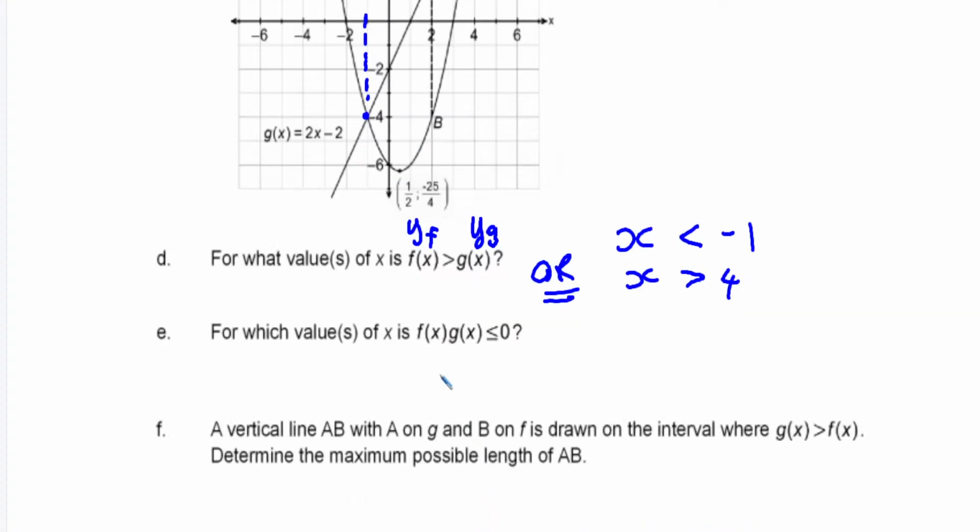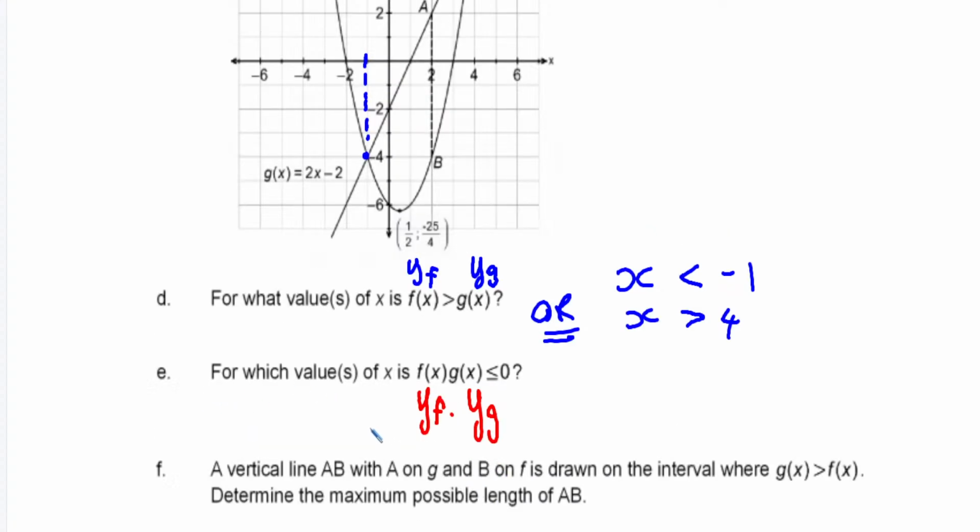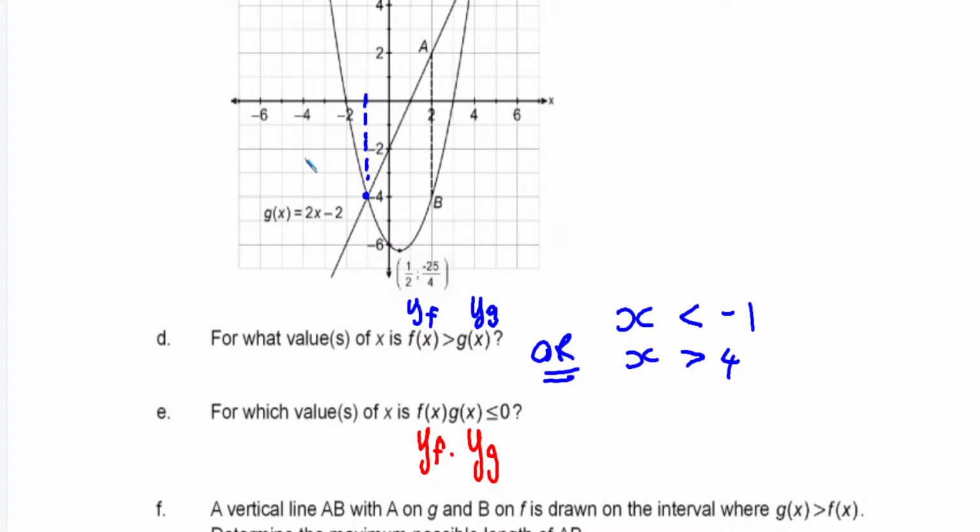Okay. For which values of x is the product of these two things negative or 0? And remember, to get a negative product, we need one to be positive and one to be negative. Remembering that this is the y value of f times the y value of g, we actually need them to be on opposite sides of the axis. So where are they on opposite sides of the axes? Well, less than minus 2, the parabola is above and the straight line's below.